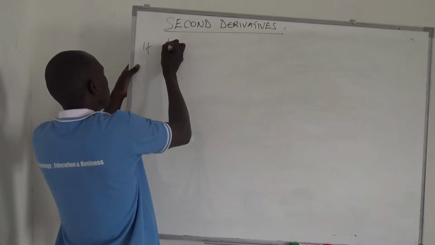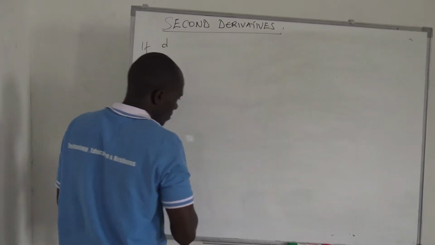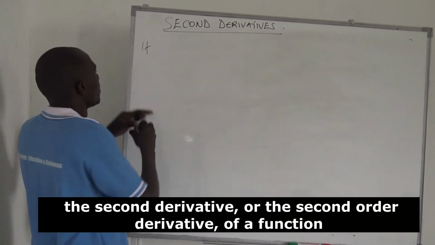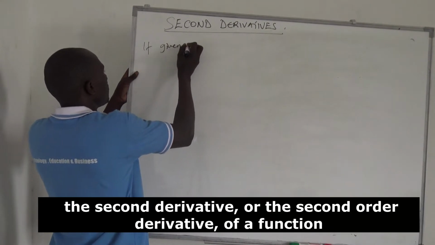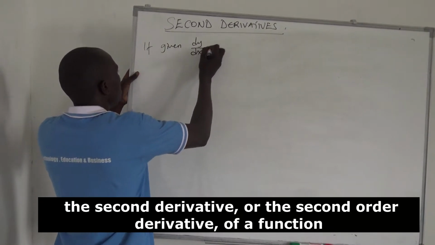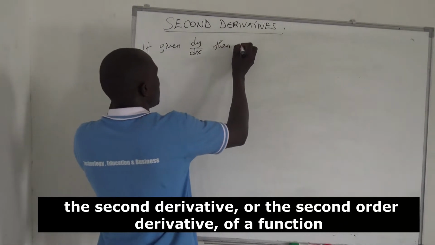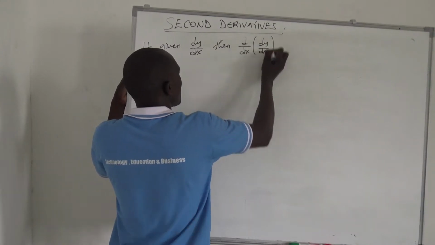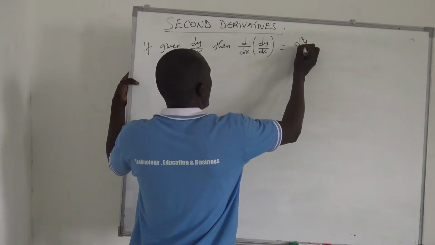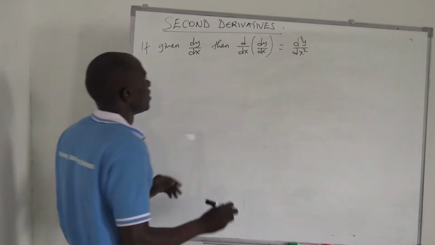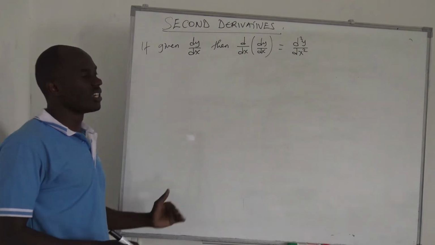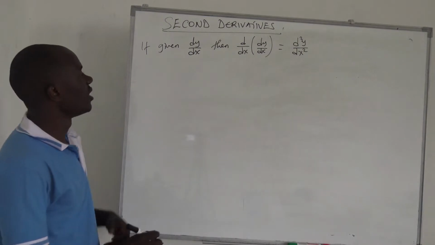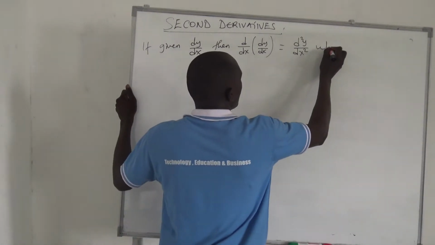If given dy/dx, then d/dx of dy/dx equals d²y/dx². We read it as d²y/dx², which is the second derivative.